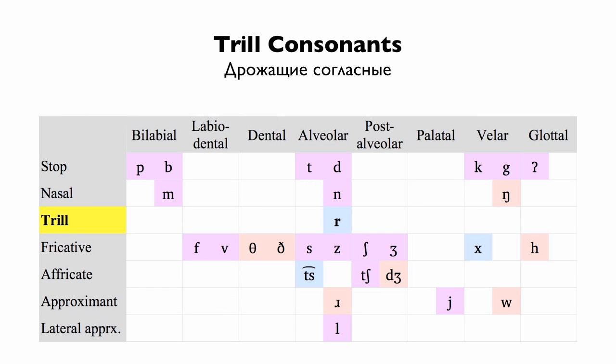Next come the trill consonants. There are no trill consonants in the English language. The only trill consonant that occurs in Russian is the sound r. The trill consonants are produced by creating vibrations in the mouth. For the Russian r, this is done by vibrating the tongue. Other languages create trill consonants by vibrating the lips for the sound brr, or by vibrating the uvula in the throat.